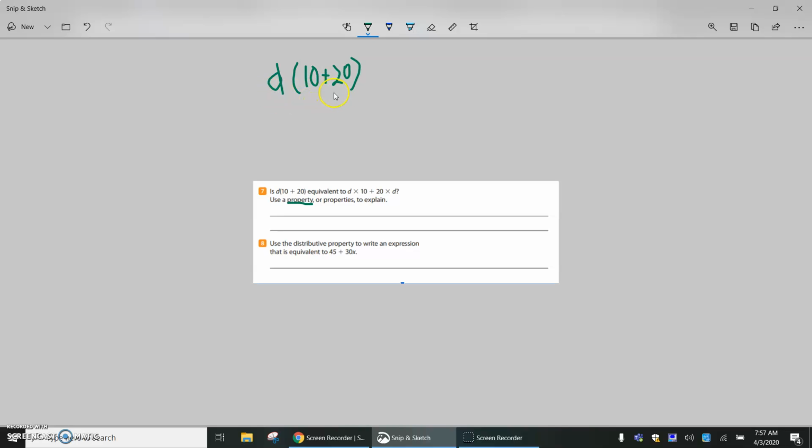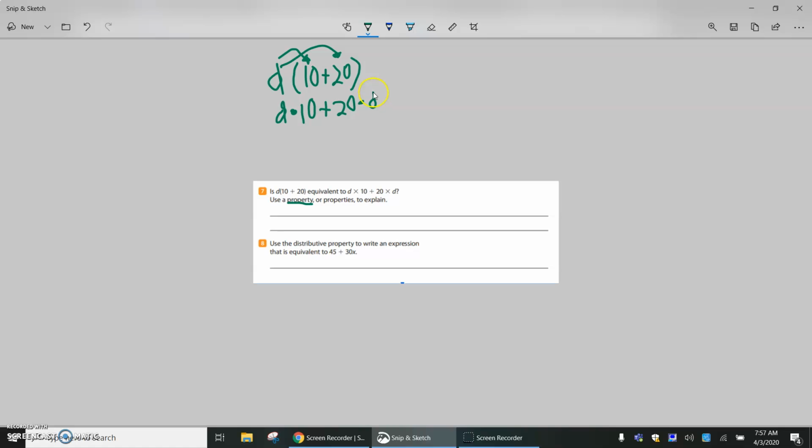Okay, so right here we have D on the outside. We know that when we use the distributive property, it means we are giving whatever value is on the outside to both of the values on the inside, and they're being multiplied. So this essentially means that we have D times, I like using the dot for times, it's just easier to see for me. And this operation doesn't change. So this is still adding. And this 20 is also being multiplied by the value on the outside, D.